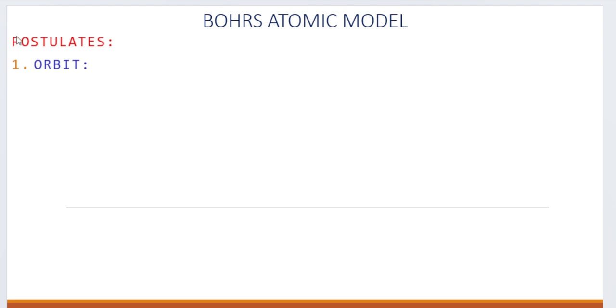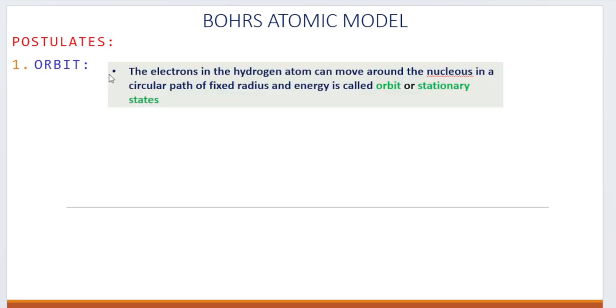First postulate is orbit. Okay, now what is the orbit? Orbit is the path of the electron in the hydrogen atom. The electron in the hydrogen atom revolves around the nucleus in a circular path with a fixed radius and energy, which is called orbit or stationary states.